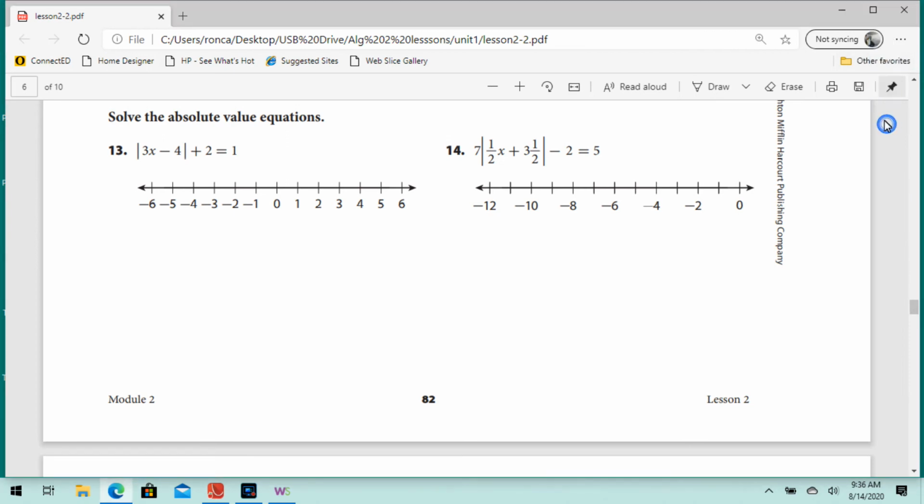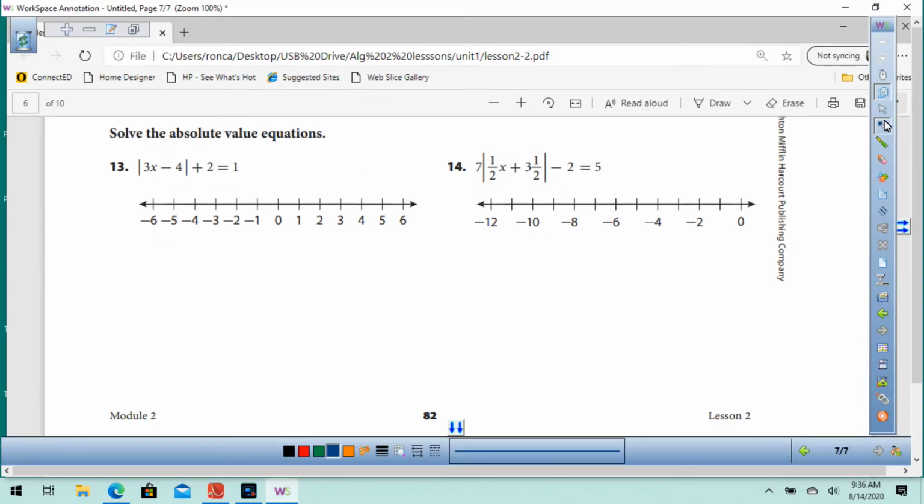Number 13. Solve the absolute value equation. Well, we got to get the absolute value by itself, so let's subtract 2 from both sides, and we have the absolute value of 3x minus 4 equals negative 1. Cannot happen, so no solution. Absolute value cannot equal a negative number.